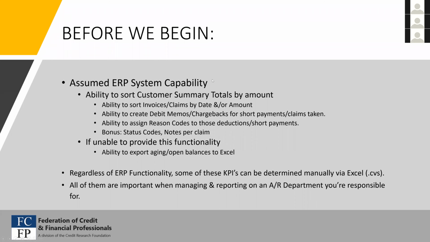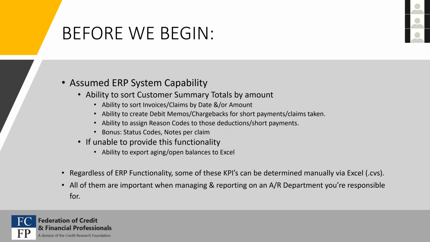So before we begin, I'm going to assume that your ERP system has the capability to sort out customer totals by amount, by invoice claim, by date, by debit memo, by type, and that you can assign reason codes to those deductions or short payments. It's a bonus if your system allows you to put status codes and notes attached to claims. We'll go into all of this as we go on.